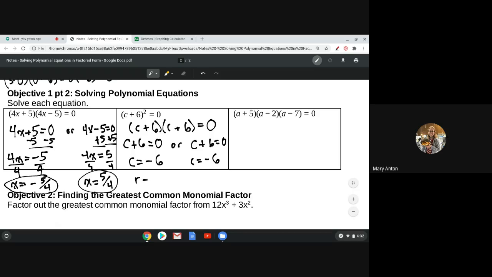So y'all, this is called a repeated root. That's one of your vocab words on the first page, on the front page. So this is a repeated root.